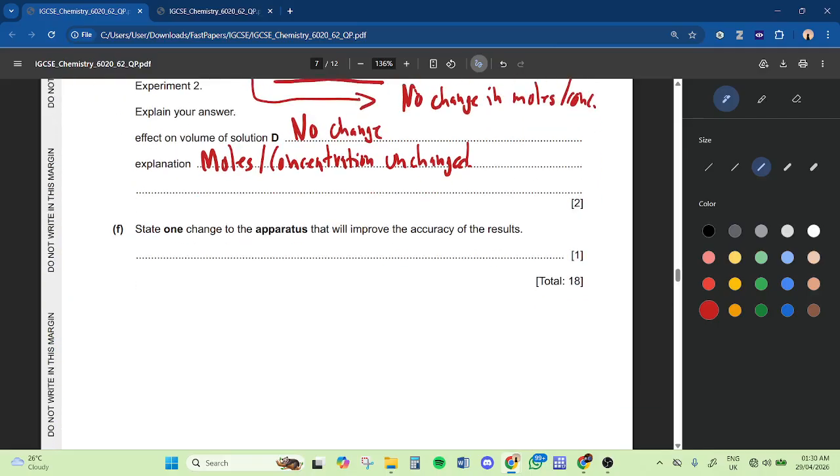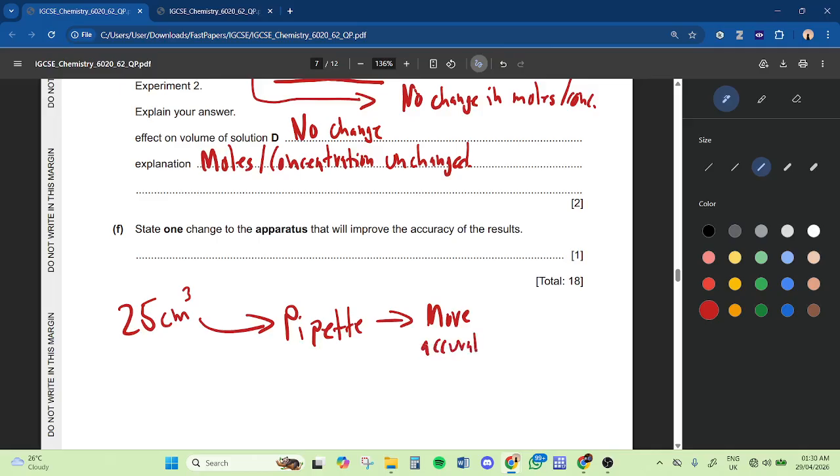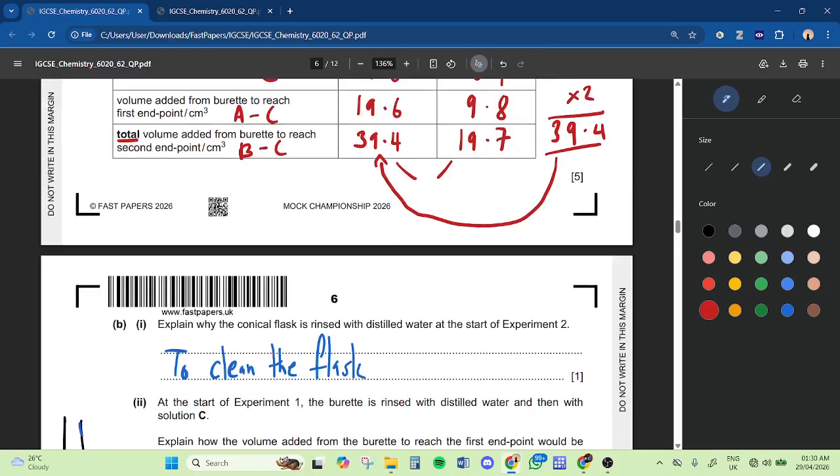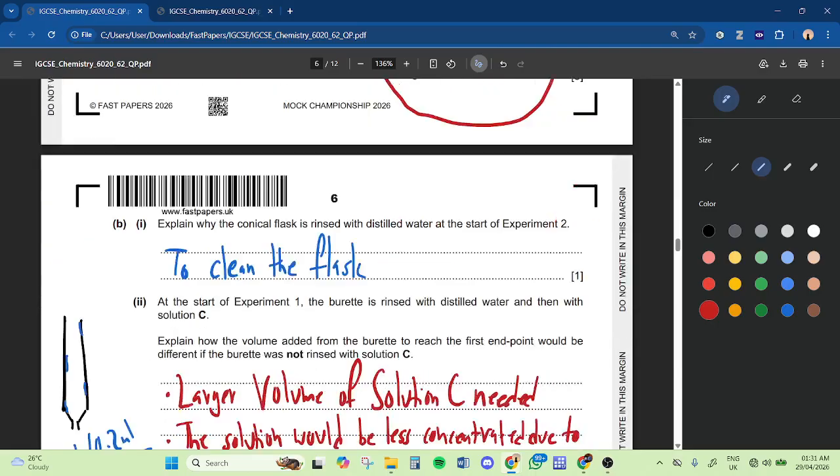All right, state one change to the apparatus that will improve the accuracy of the results. So because you're using 25 cm cube, you can immediately write a pipette, which is one of the more accurate tools you have. So over here, just write use a pipette. And there we go. 18 marks, very easy. A bit tricky, but overall nothing too difficult, I would say.